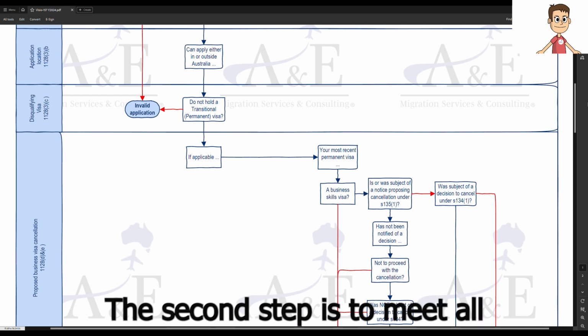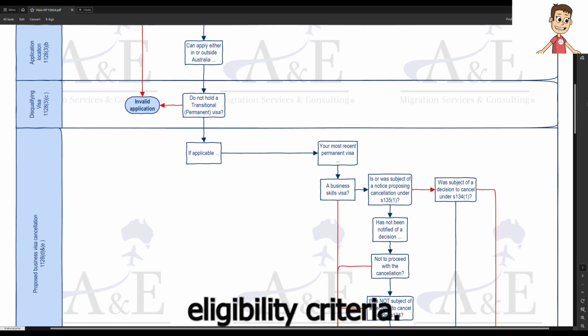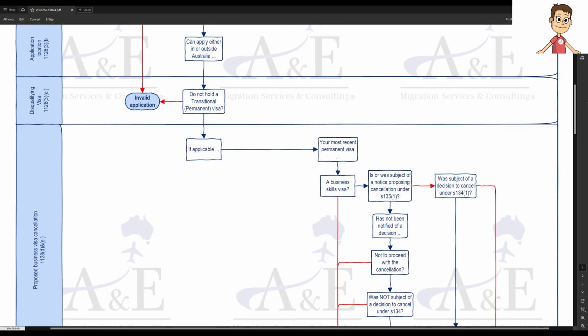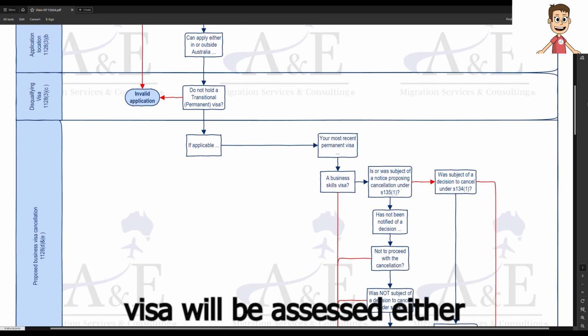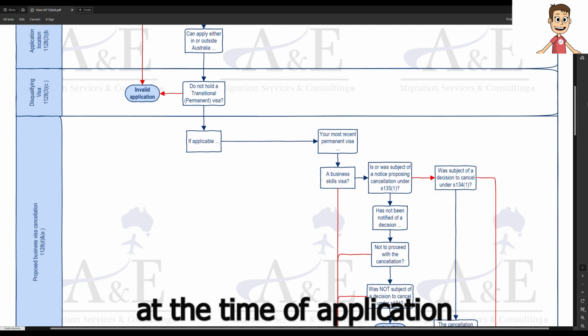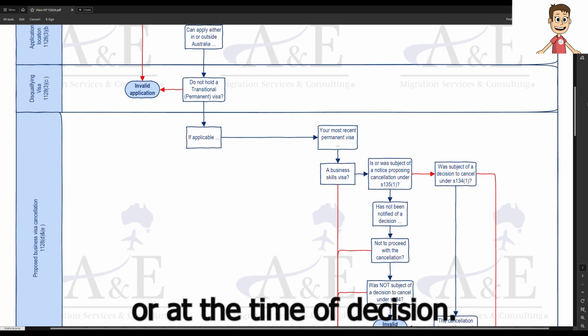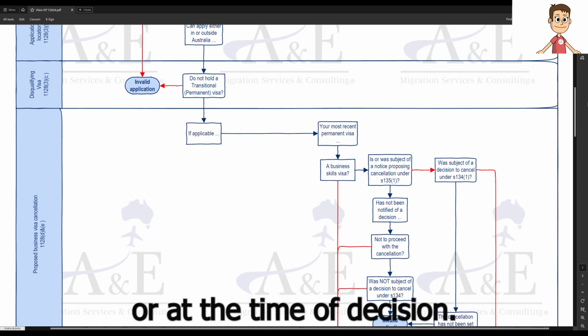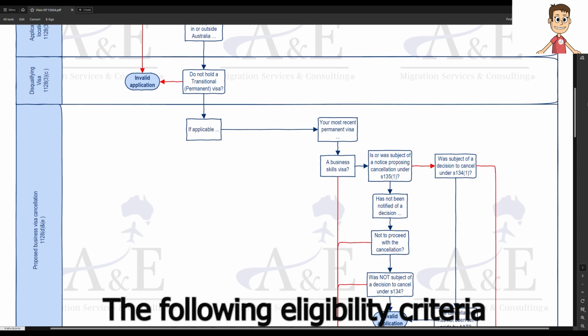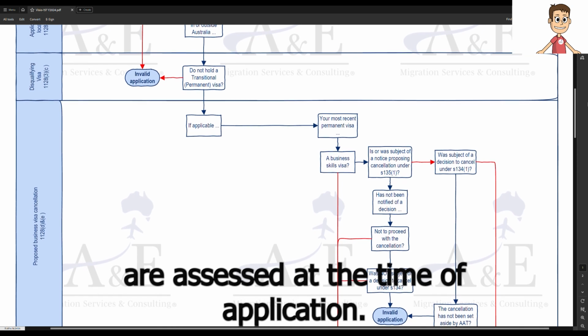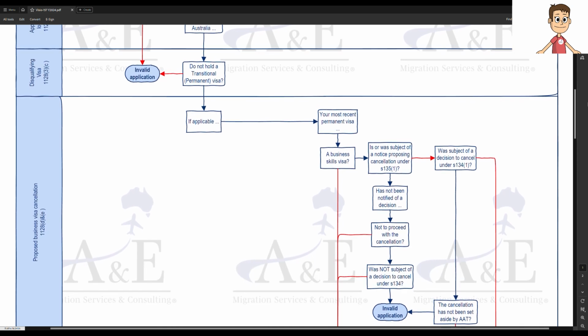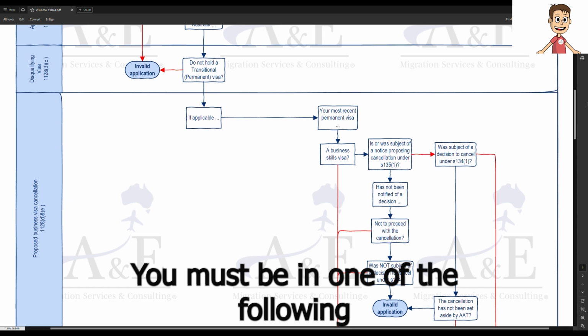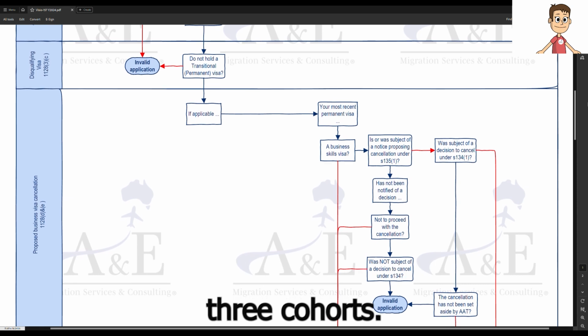The second step is to meet all eligibility criteria. Your eligibility for this visa will be assessed either at the time of application or at the time of decision. The following eligibility criteria are assessed at the time of application. You must be in one of the following three cohorts.